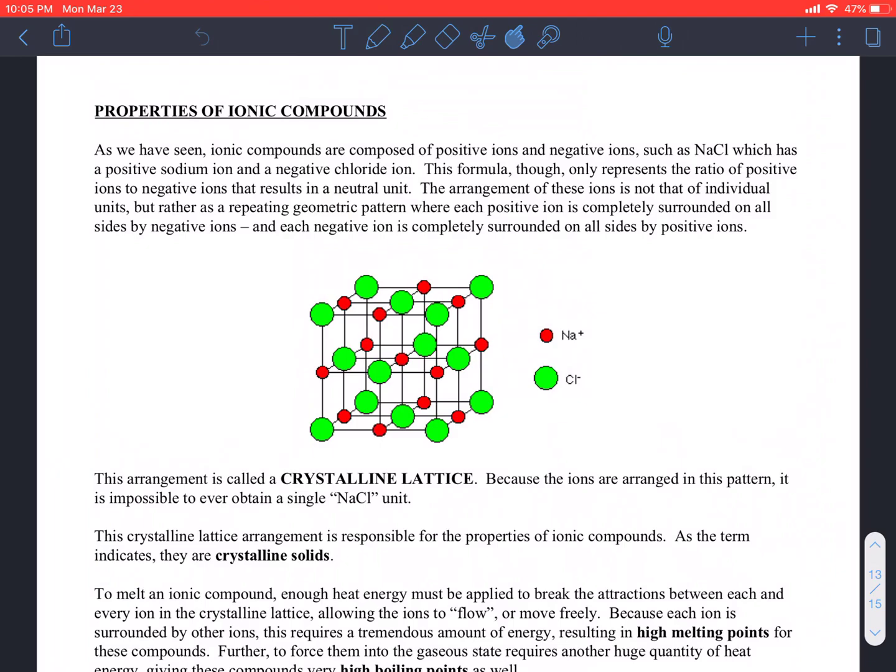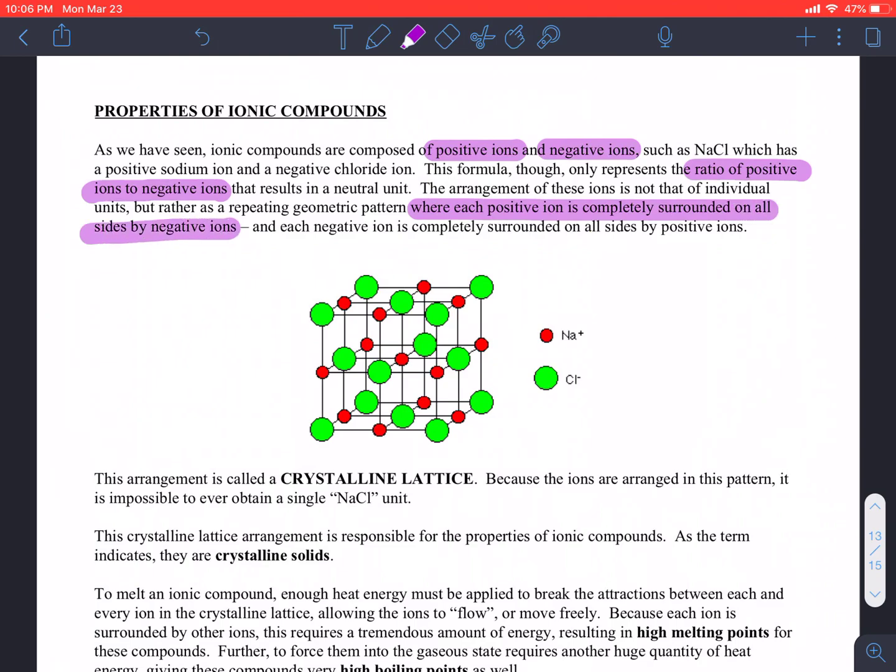Now, as we have seen, so I'm reading here the first paragraph, ionic compounds are composed of positive ions and negative ions, such as NaCl, which have a positive sodium ion and a negative chloride ion. The formula, though, only represents the ratio of positive to negative ions, okay, that would result in a neutral unit. The arrangement of these ions is not that of individual units, but rather as repeating geometric patterns where each positive ion is completely surrounded on all sides by negative ions.